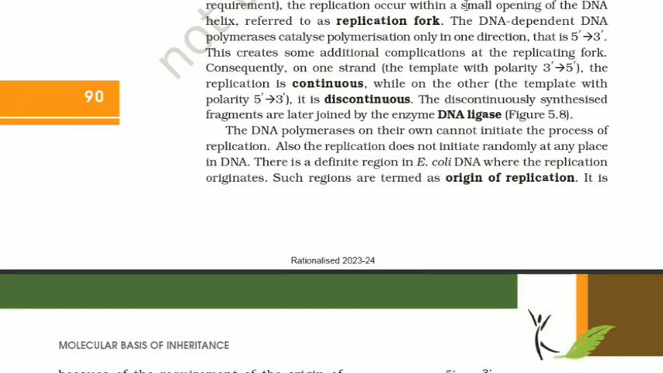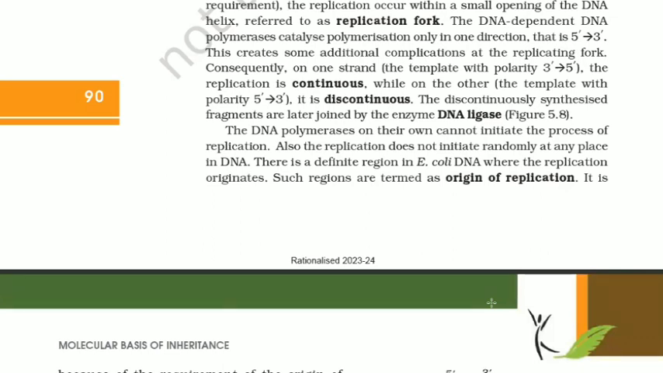The DNA-dependent DNA polymerases catalyze polymerization only in one direction, that is 5' to 3'. This creates some additional complications at the replication fork. Consequently, on one strand, that is, the template with polarity 3' to 5', the replication is continuous, while on the other, that is, the template with polarity 5' to 3', it is discontinuous. The discontinuously synthesized fragments are later joined by the enzyme DNA ligase.